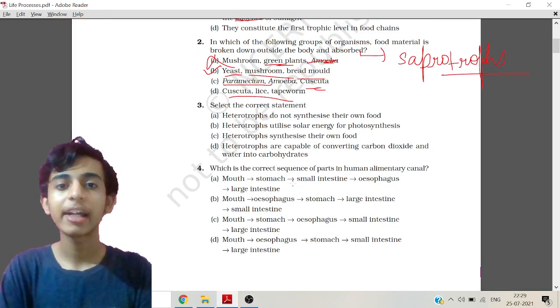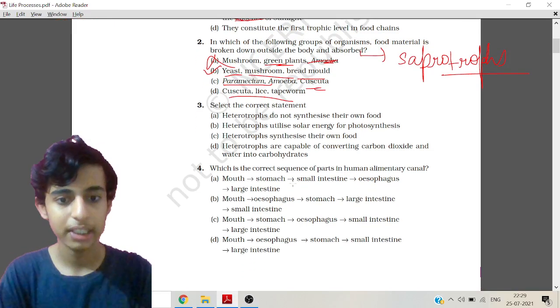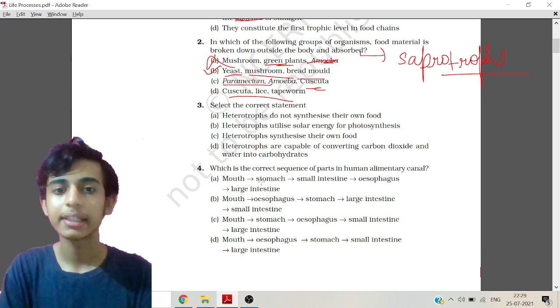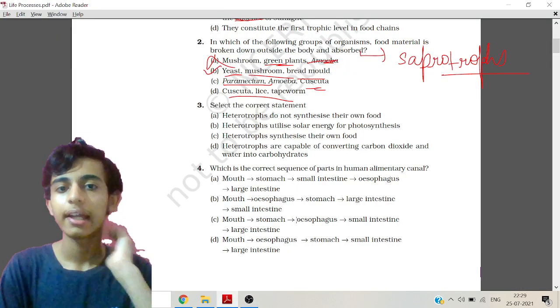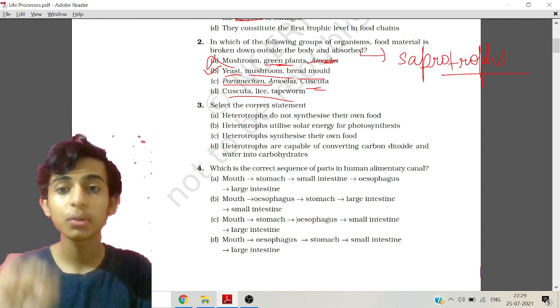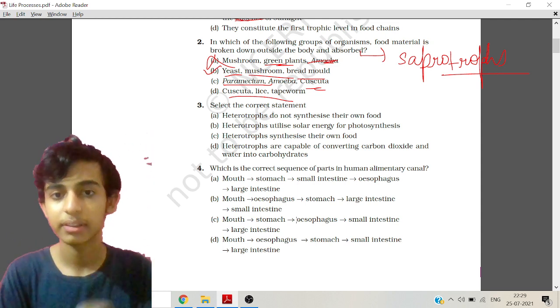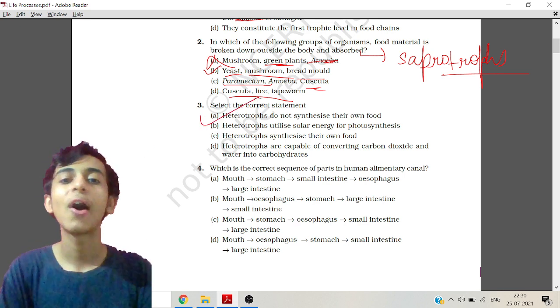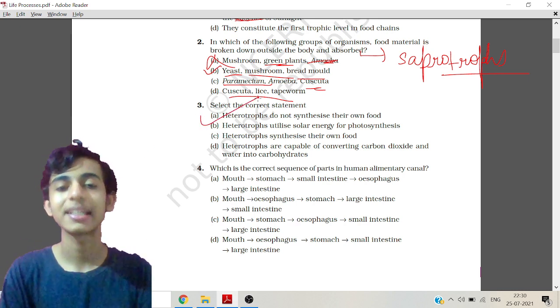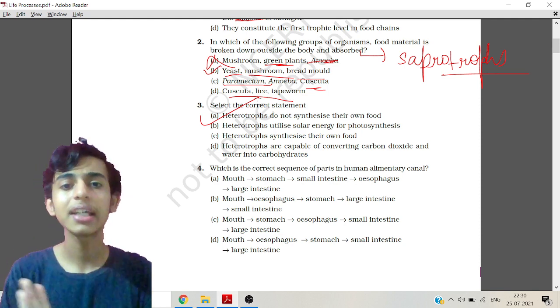Okay. Moving ahead with the third question, select the correct statement. So you are supposed to select the correct statement in this. Now, heterotrophs do not synthesize their own food. This is correct, right? They do not synthesize their own food. They are dependent on other organisms like autotrophs. So we've got a correct answer, but let's read the other statements.